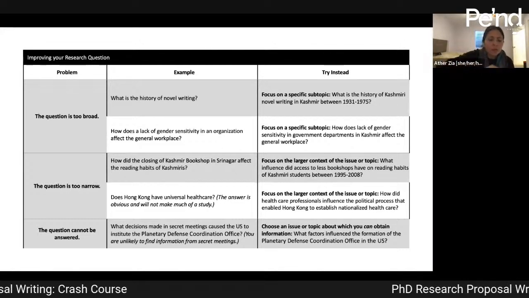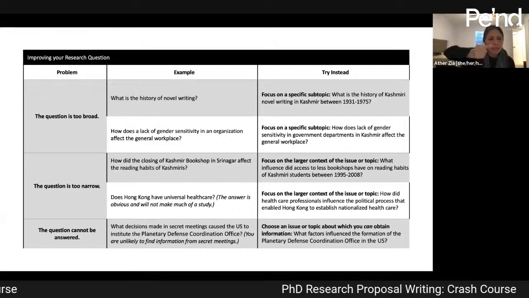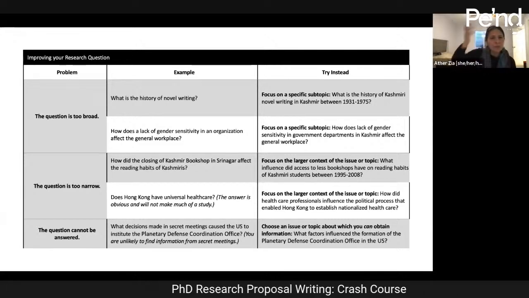And similar is what is a narrow question? Something that is too narrow, and how do we improve that?